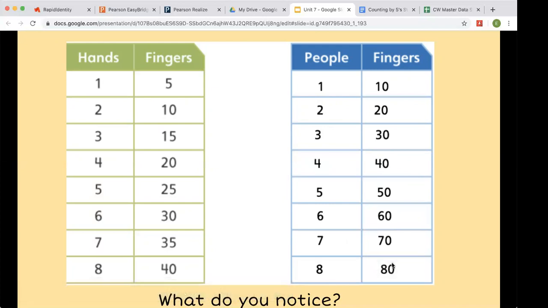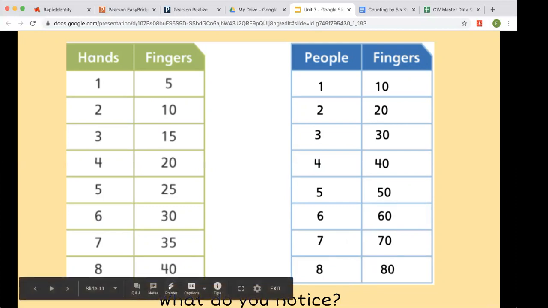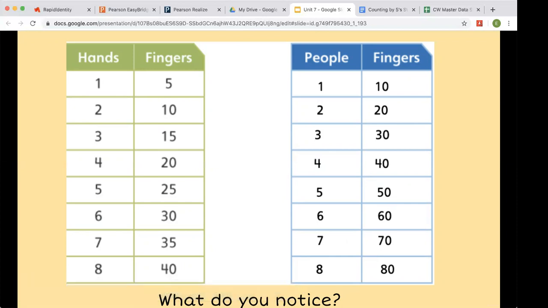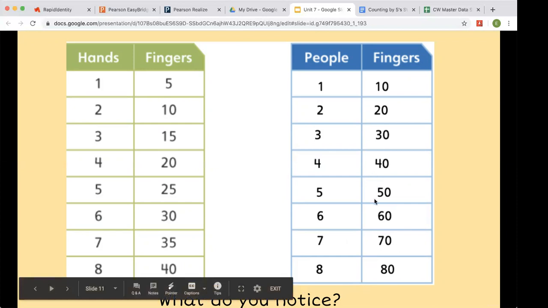I want you guys to take some time. Look at both the charts, the green chart and the blue chart. I want you to talk out loud to yourself. What do you notice? What do you notice between the 2 charts? Are you noticing any patterns anywhere?